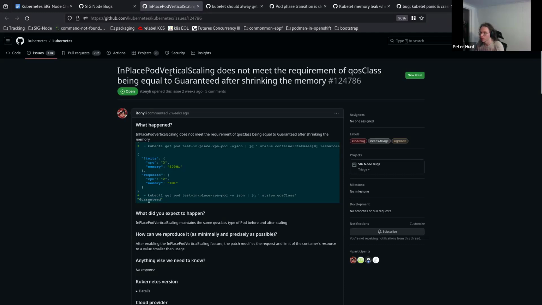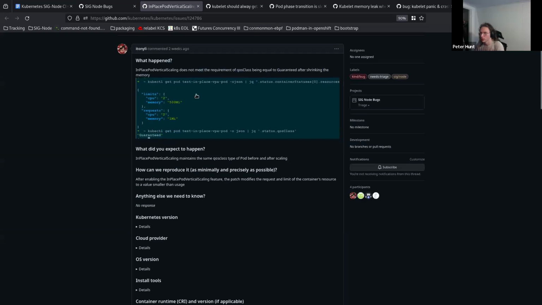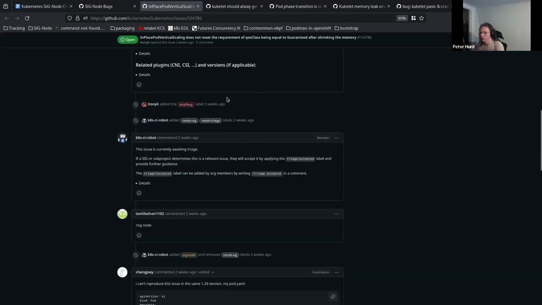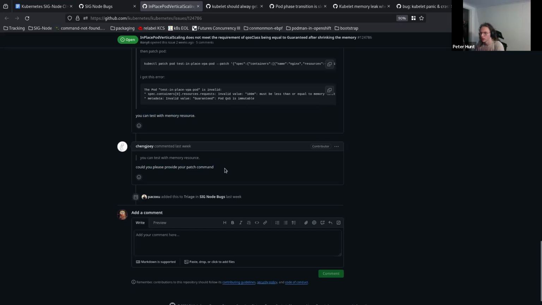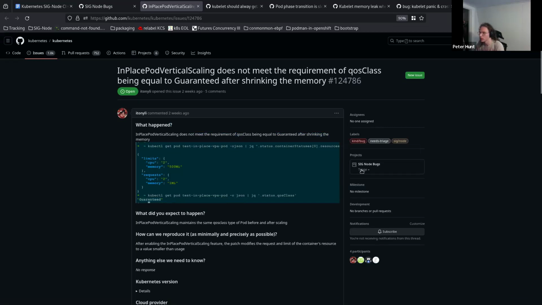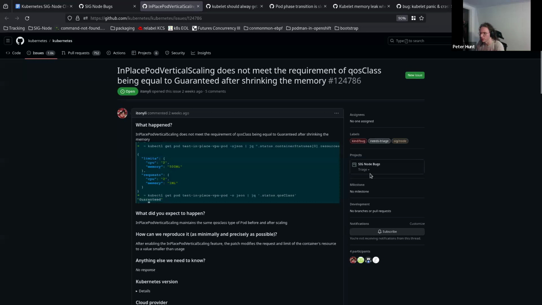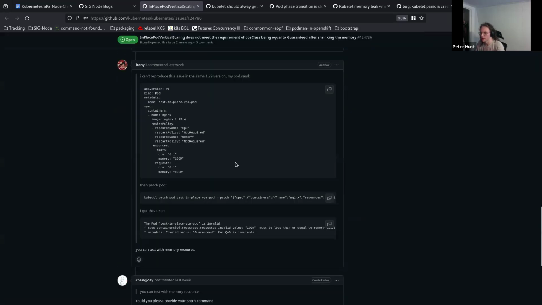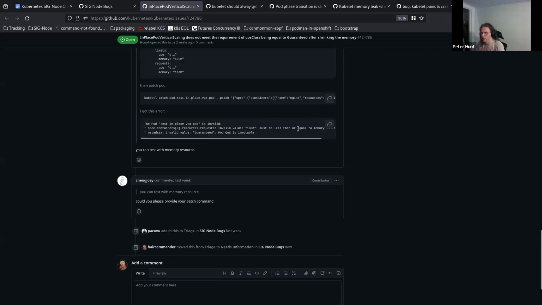CPA does not meet the requirement of QoS class equal to guaranteed after shrinking the memory. Ah, interesting. Yeah, that's a good point. I wonder, oh, well, it's not reproduced. Okay, that's an interesting note. It looks like someone is looking at it, but it has not been reproduced yet. So we can say needs information for now, until the person responds with the patch command.